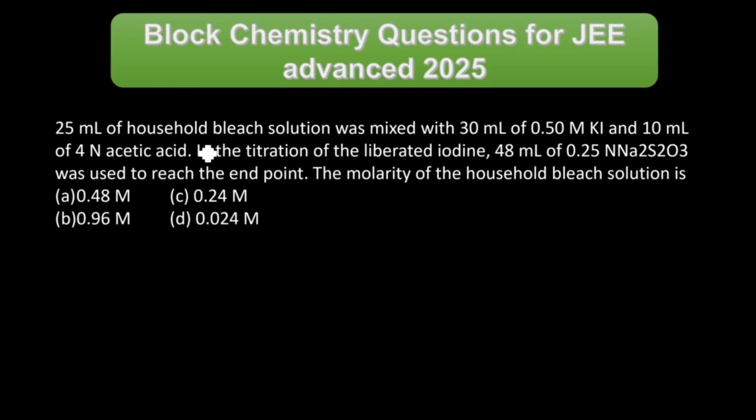So 25 ml of bleach solution was mixed with 30 ml of 0.5 molar potassium iodide and 10 ml of 4 normal acetic acid. In the titration of the liberated iodine, 48 ml of 0.25 normal sodium thiosulfate was used to reach the end point. The molarity of the household bleach is? Okay, the question maybe looks a bit tougher, but let us work it out. So they are giving 30 ml of KI, 10 ml of 4 normal acetic acid and 0.25 normal thio. Okay, so I have to work on it.